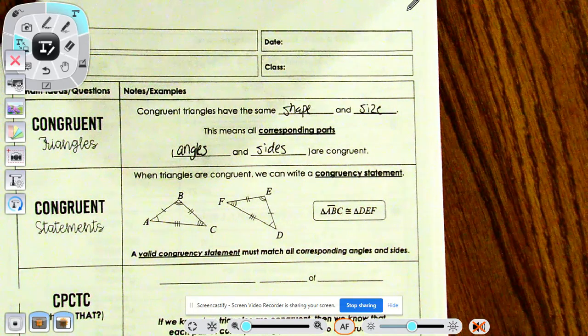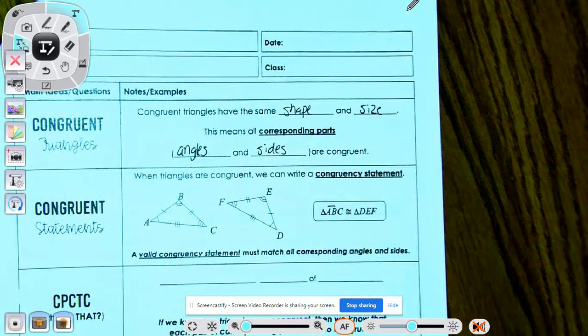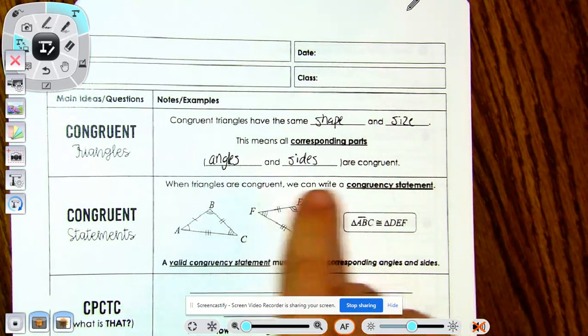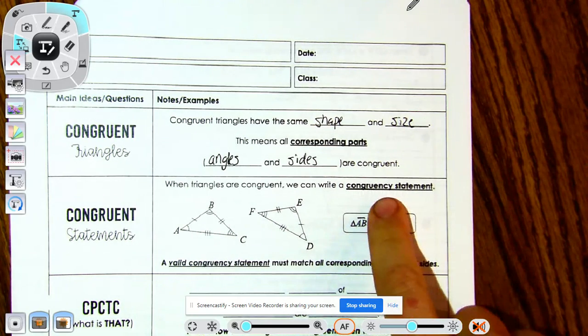So, talking about congruent triangles here, it says congruent triangles have the same shape and size. So, those were our first two blanks. So this means that all corresponding parts, the angles and sides, are congruent. So we're going to start talking a lot about corresponding parts here. We get a lot of stuff from our congruency statement.